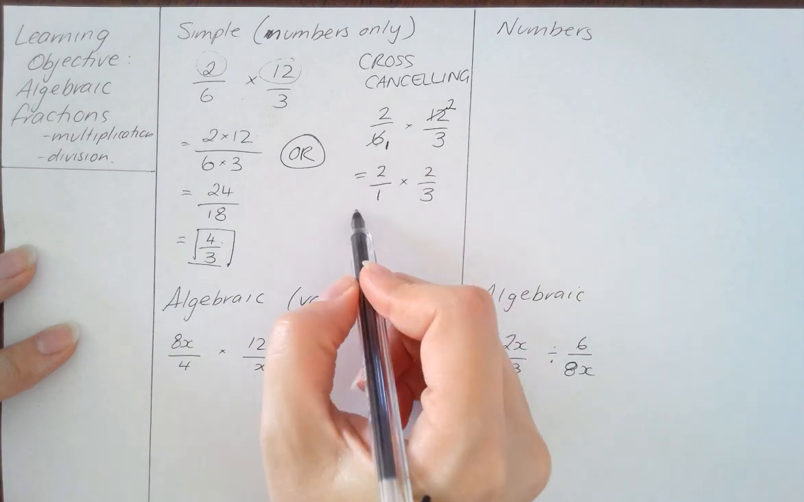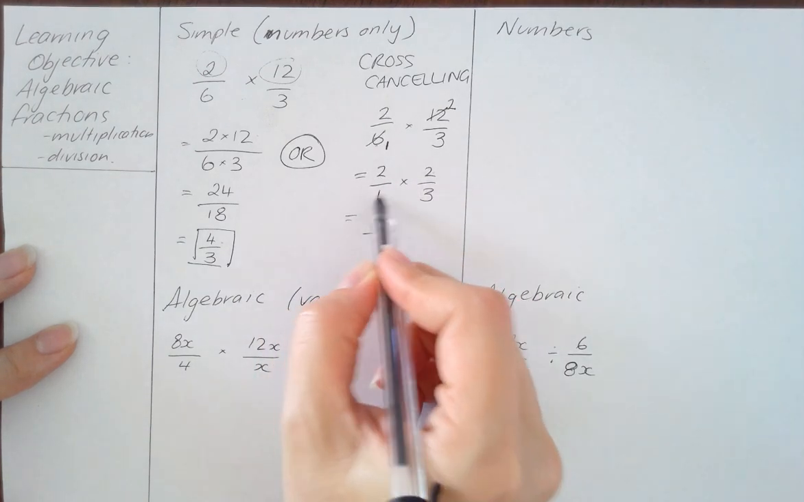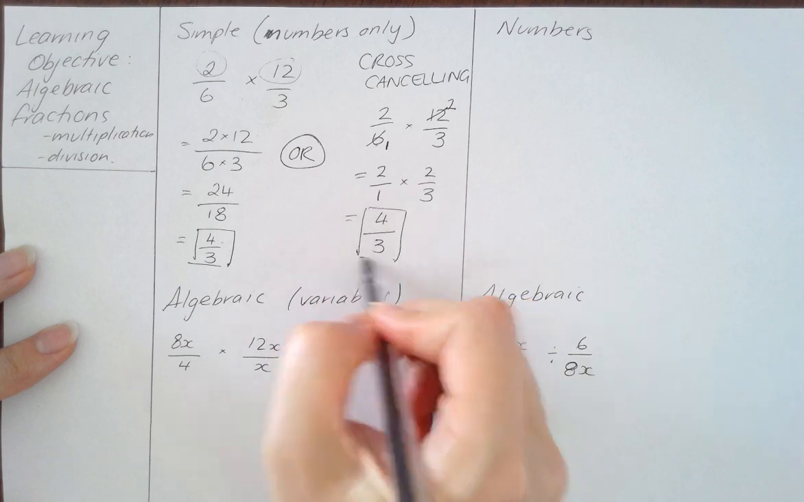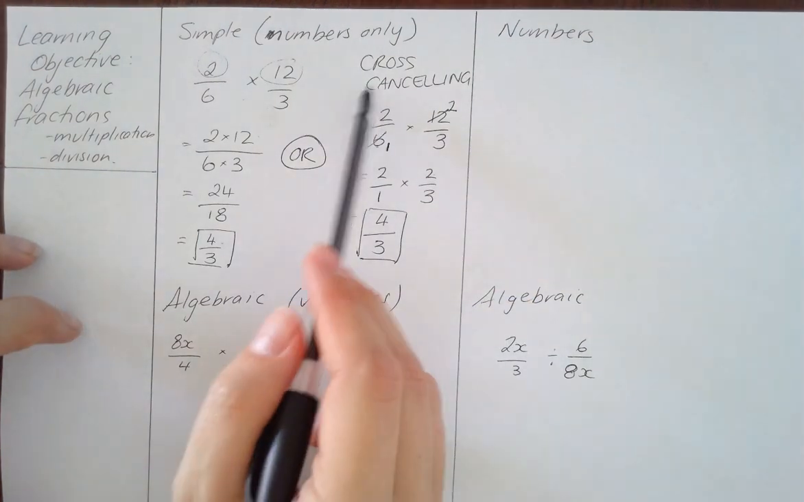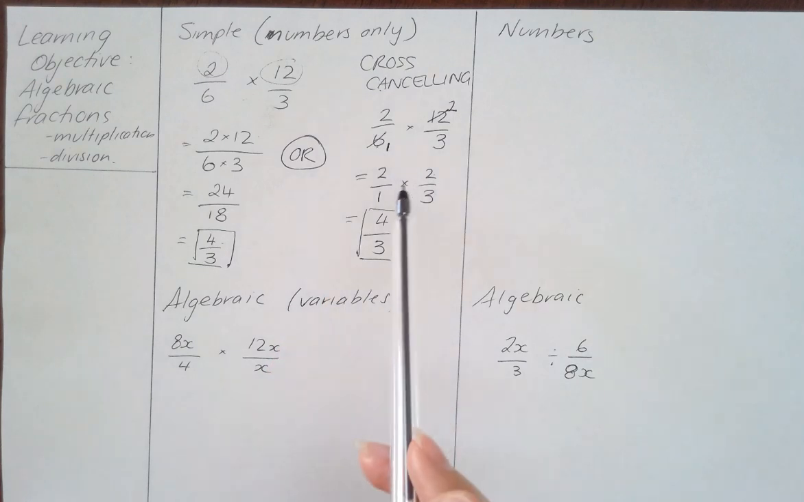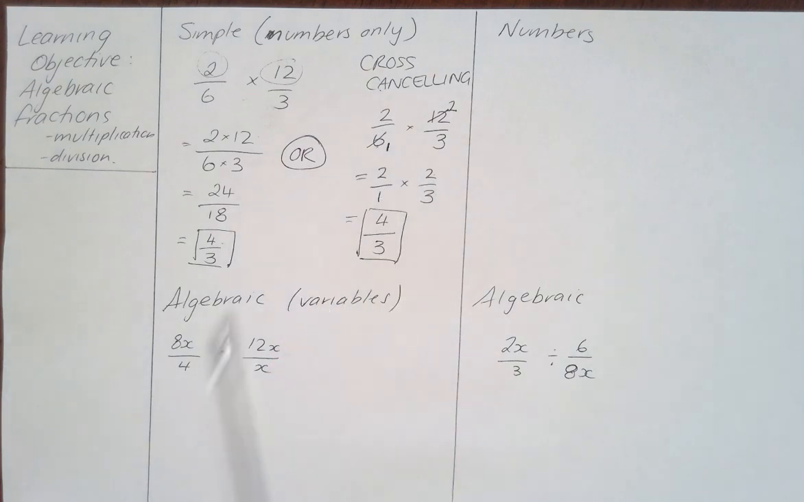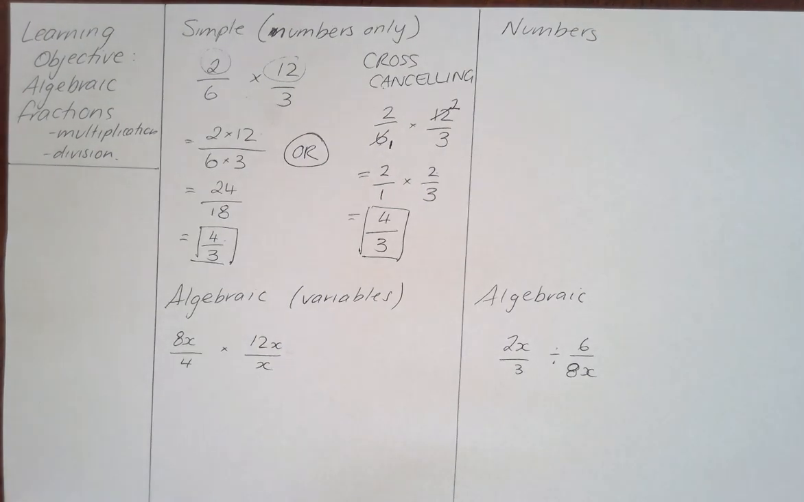Now that's going to make this much easier, so we can say 2 times 2 is 4 and 1 times 3 is 3. Now we come to the exact same answer, but we've used cross-cancelling to make a bit of a shortcut and make things a bit easier for us. That might not seem like a lot of a shortcut right now, but when you start to get to bigger expressions, it will make a lot more sense.